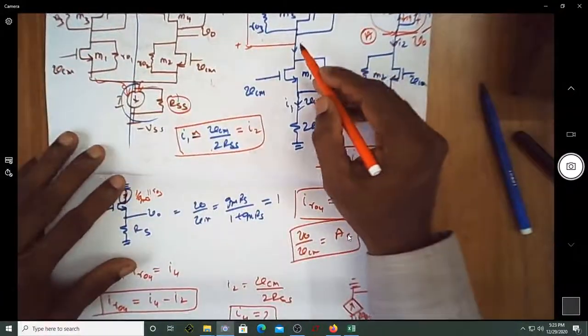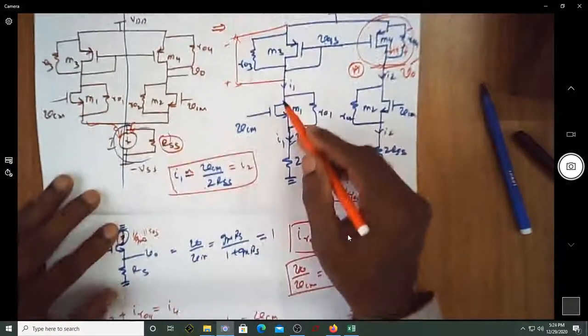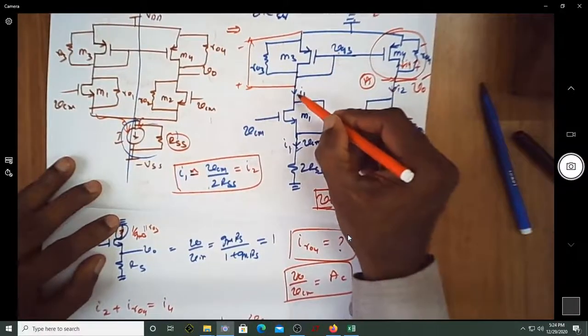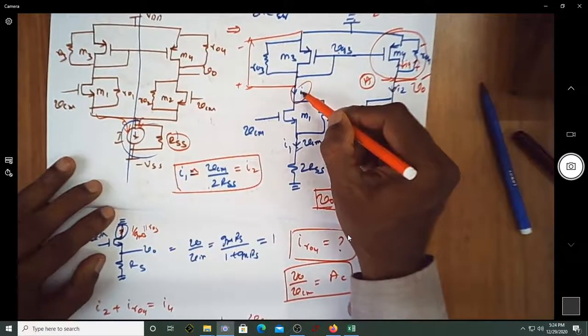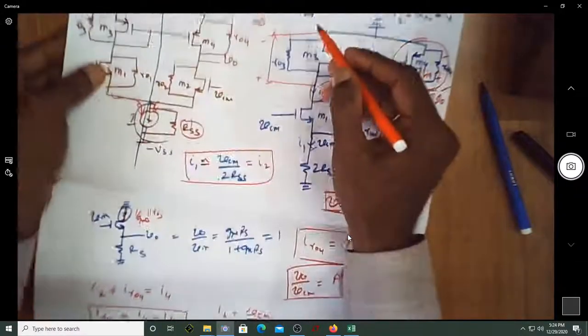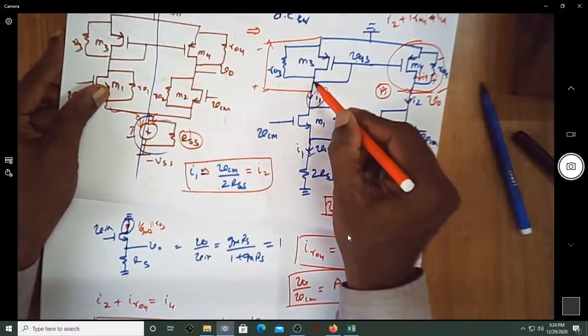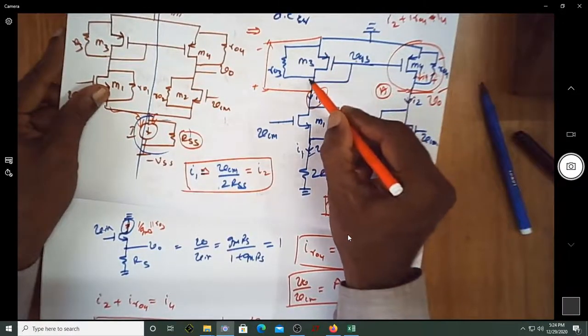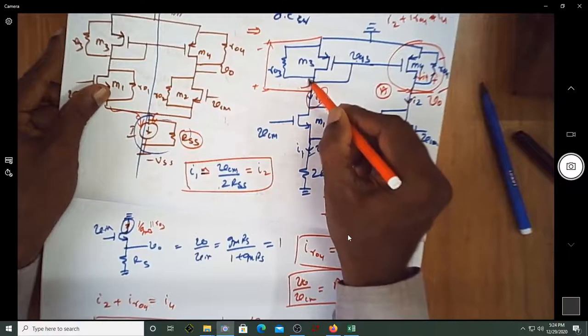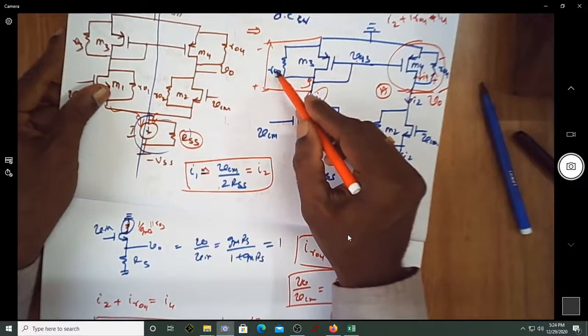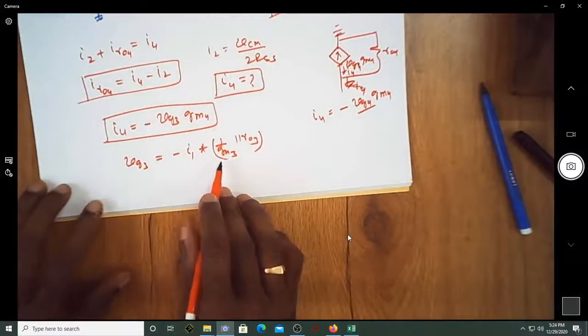You can see this voltage at this point is nothing but the opposite of the current, that is minus I1, multiplied by the effective resistance of this. Because you have gate and drain shorted, I am going to write the resistance of this as R03 in parallel with 1 over GM3. So that is the expression.